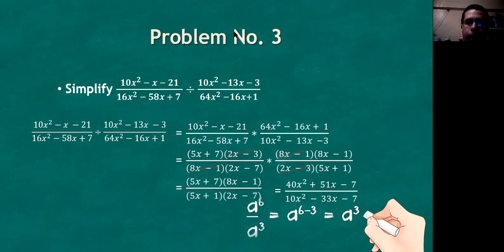And simplifying your equation, your equation now will be like this. Using the FOIL method, we simplify your equation to 40x squared plus 51x minus 7 over 10x squared minus 33x minus 7.